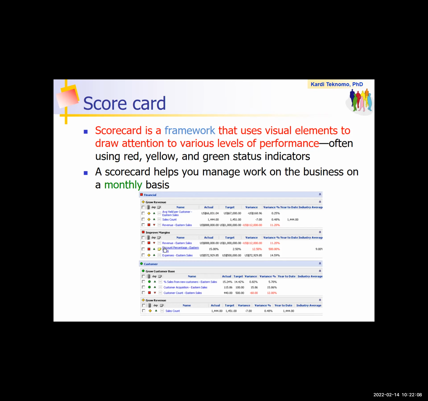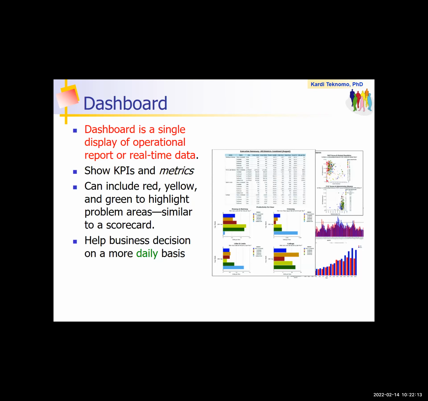Manager can check the business on a monthly basis, or weekly basis. So all this visualization is called dashboard. Similar to the dashboard of the car, right? So dashboard is a single display of all the operational report or real-time data. What you see is actually the KPI. So then you can create the business decision on a more daily basis, not just monthly.